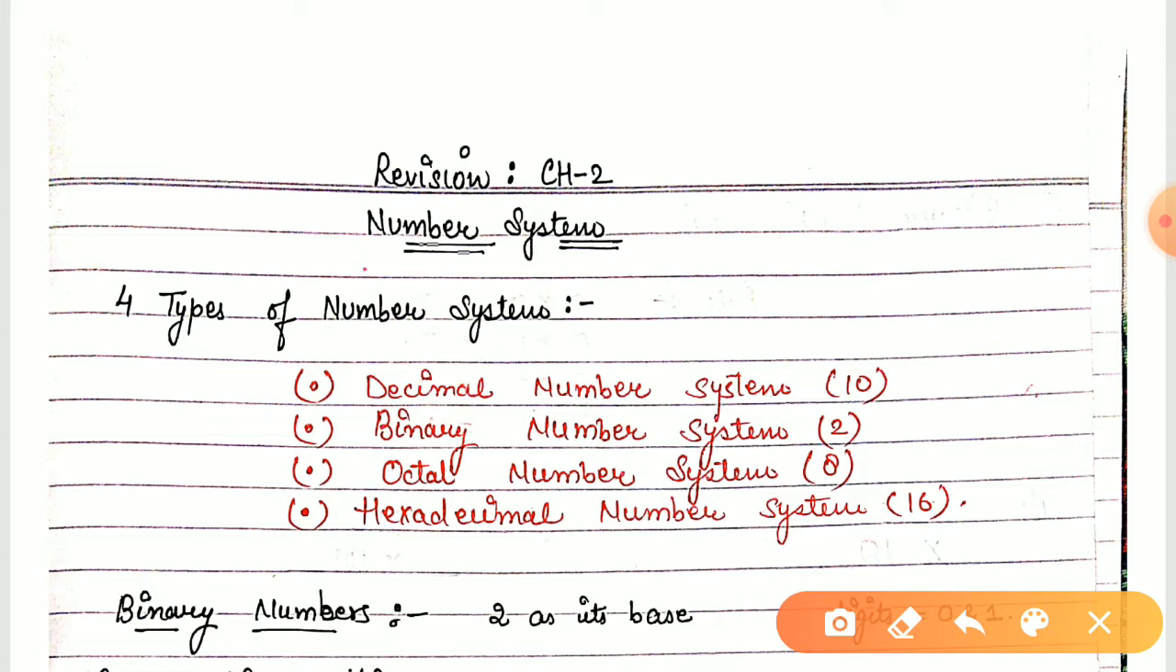So, chapter number 2 was your number system, and in this chapter we are having a total of 4 types of number system with us. Yes, so first one is our decimal number system with a base value of 10. Second one is our binary number system with a base of 2. Now third one is octal number system with a base of 8, and the last one is your hexadecimal number system with a base of 16.